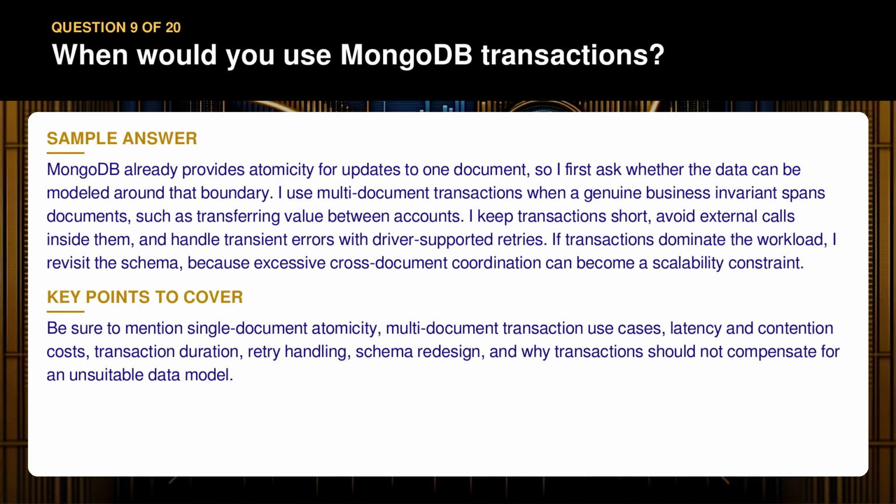Be sure to mention single-document atomicity, multi-document transaction use cases, latency and contention costs, transaction duration, retry handling, schema redesign, and why transactions should not compensate for an unsuitable data model.